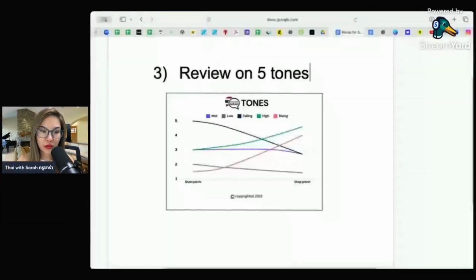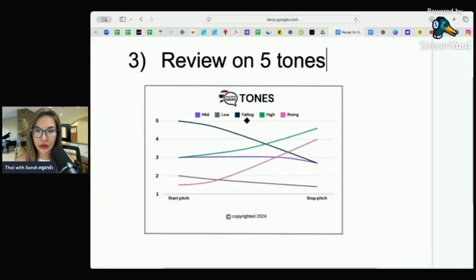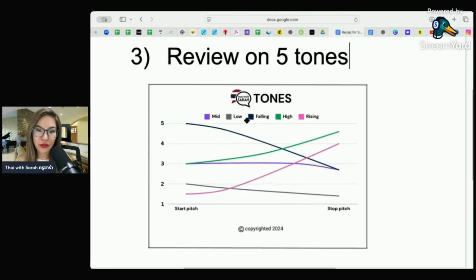So I'm going to show you the diagram here. All right, can you see this? You cannot. You can now. All right, so let me show you what the 5 tones are first, and then I'm going to give you some tips and tricks to do all the 3 classes today.